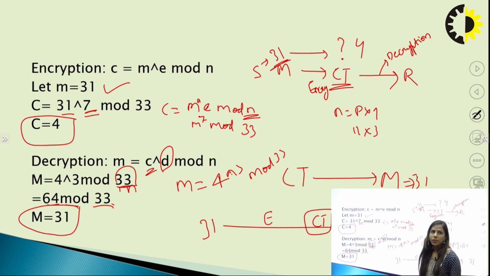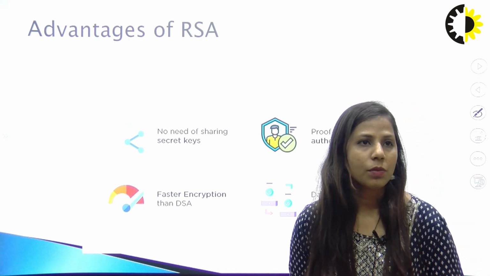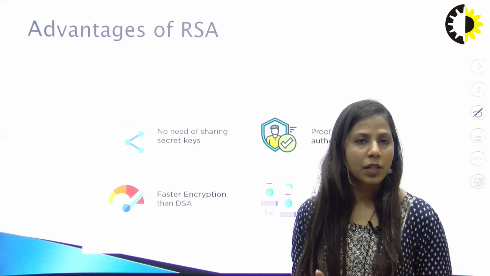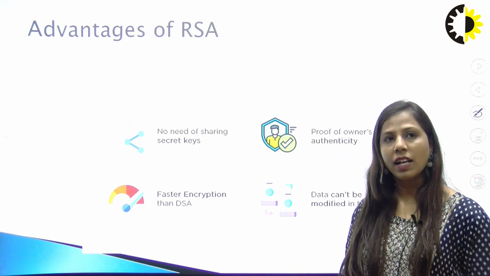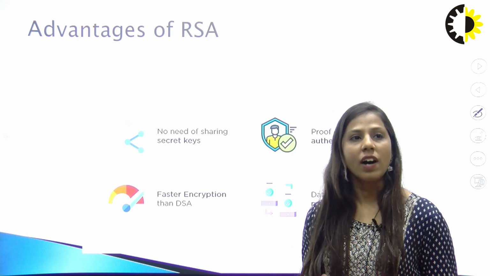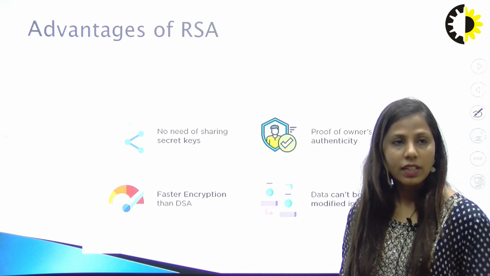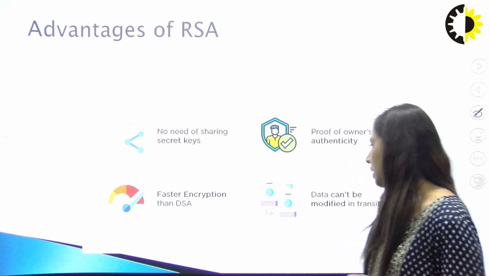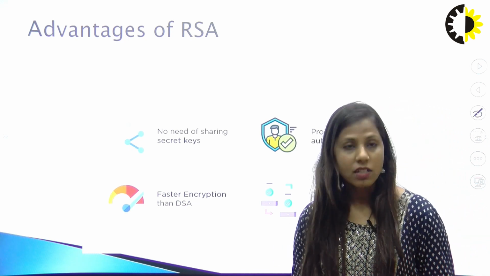Got the things? Now let's discuss the advantages of using the RSA algorithm. That is, no need to share the secret keys. You are using two public keys, you can generate them and calculate them. Next, you can authenticate your particular owner's authenticity. You can do faster encryption than the DSA. DSA is also one algorithm, and in comparison to the DSA you can use the faster algorithm. And the last advantage is that data can't be modified in transit. In between, no one can tamper with your data.